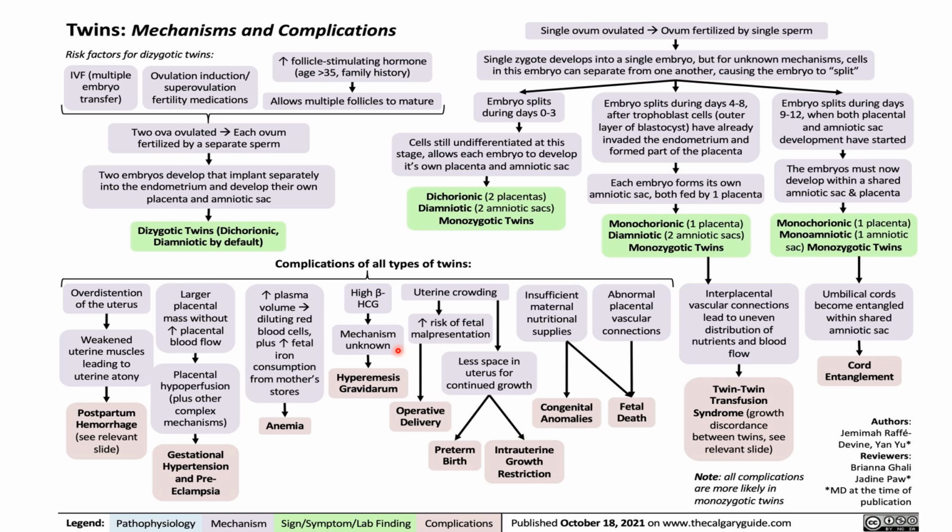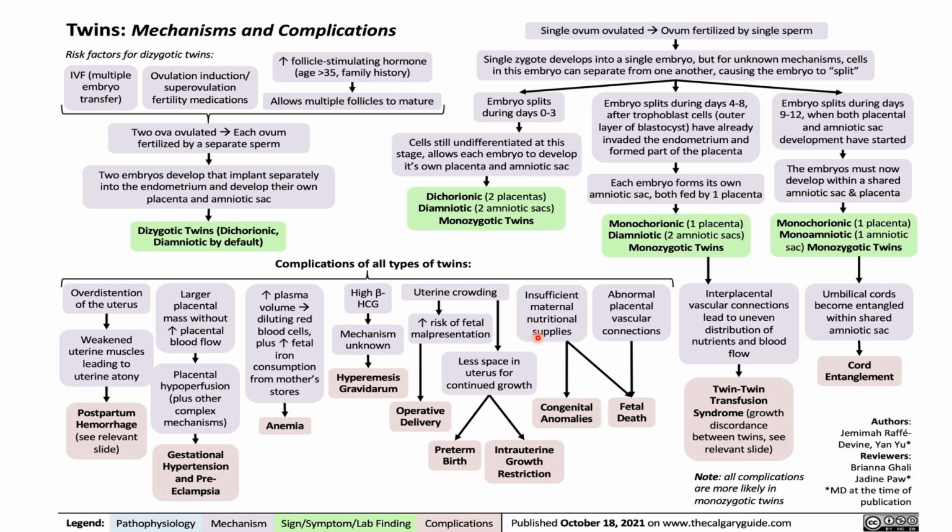Increased beta HCG, by a known mechanism, will predispose the patient to having hyperemesis gravidarum. Uterine crowding will lead to increased fetal malpresentation, which will lead you to having operative delivery, that is CS. Increased uterine crowding, which leaves little space in the uterus for continued growth, will lead these children to have preterm labor and also intrauterine growth restriction.